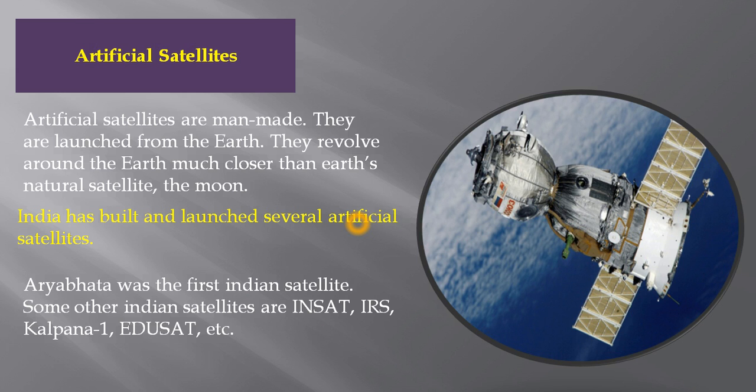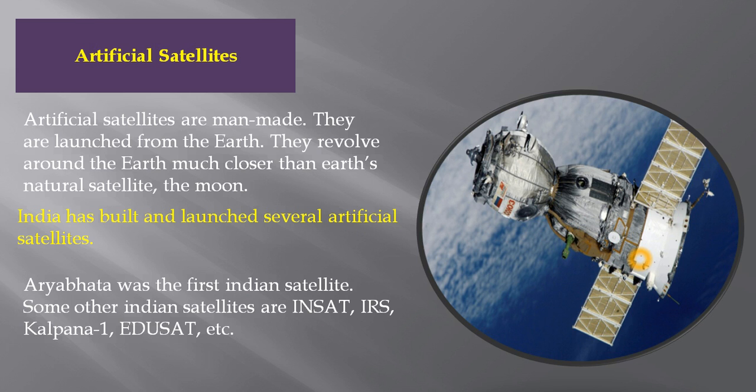An artificial satellite is placed in orbit around the Earth with the help of a launch vehicle, a rocket. What happens? The rocket carries the artificial satellite from the Earth to a height of a few hundred kilometers, or sometimes 1,000 kilometers above it, and gives it a sideways push. Because of that sideways push, the satellite starts moving in an orbit around the Earth. Here we have a picture of an artificial satellite.